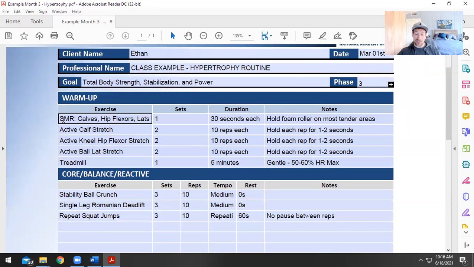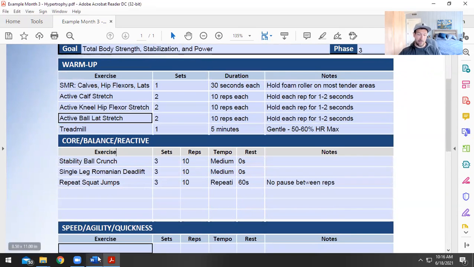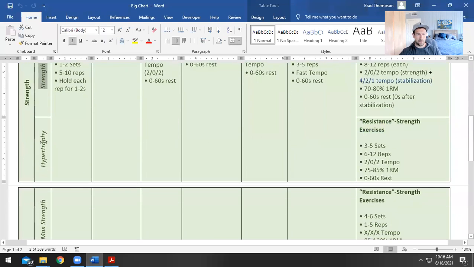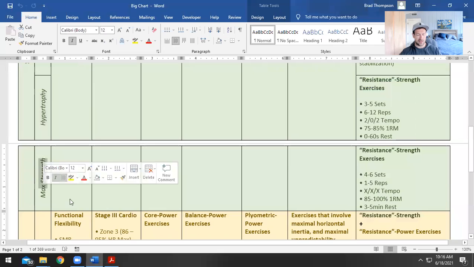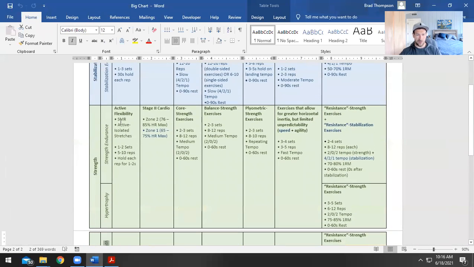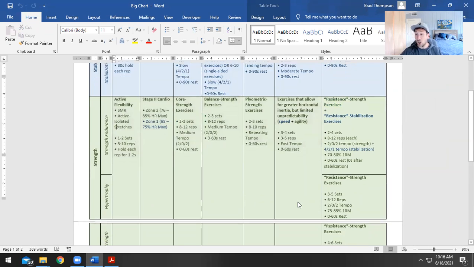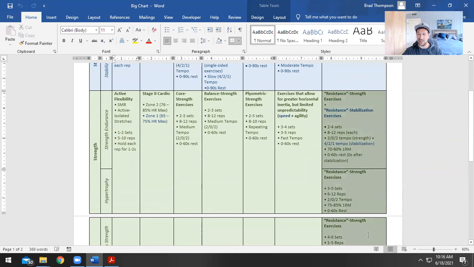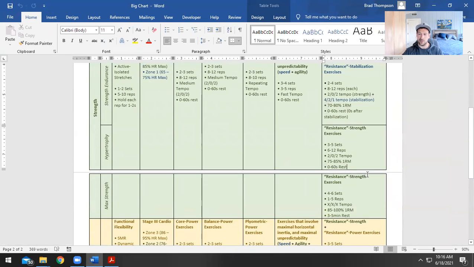So taking a look, we're still going to do pretty much the same warm-up. I actually get to keep everything the same. Look at the chart here, guys. Notice how strength, endurance, hypertrophy, and max strength, nothing changes in terms of the warm-up, in terms of flexibility, cardio, core, balance, reactive, SAQ. It's all the same for all 3 phases. The only difference between the phases is when you get into the resistance section. That's where there's some different numbers.